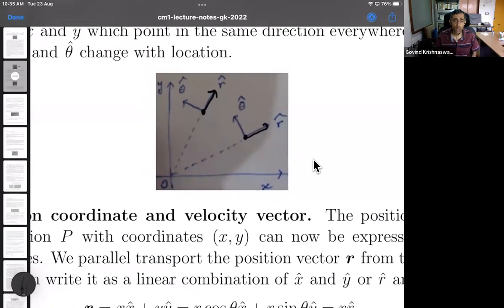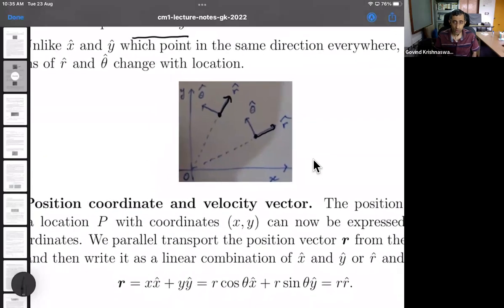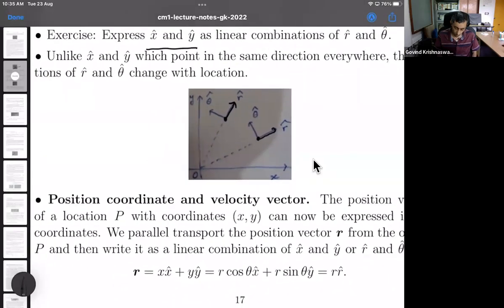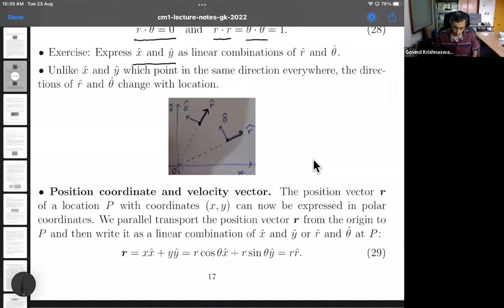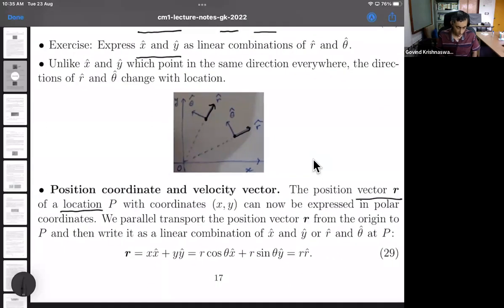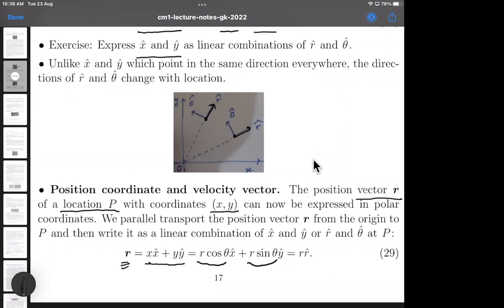Okay. Now moving on, we want to talk about particle motion, and for that purpose, we introduce the position vector r of a particle which is instantaneously located at point P with coordinates x and y. Now that position vector r can of course be written as x x hat plus y y hat because those were the Cartesian components. And then expressing x and y in polar coordinates, we write it as r cosine theta and r sine theta. Those are still the Cartesian components, just expressed in polar coordinates.